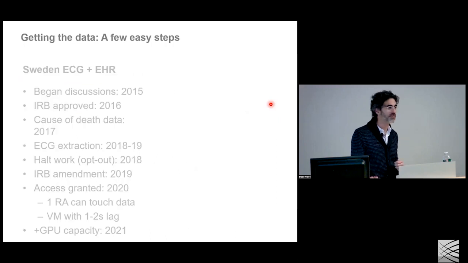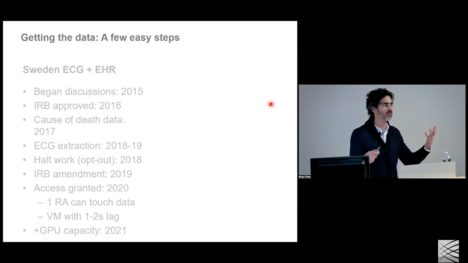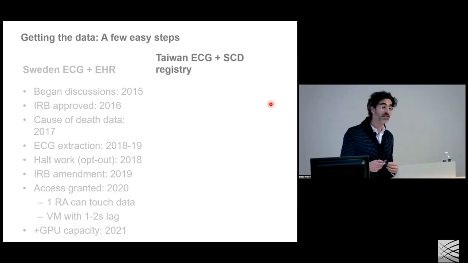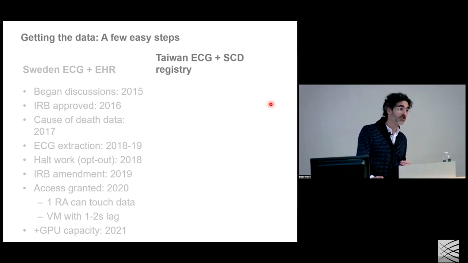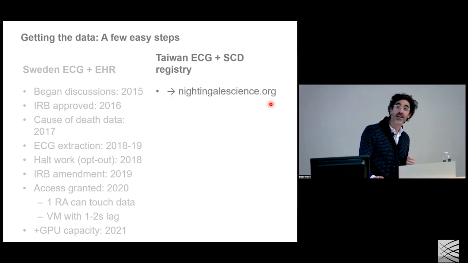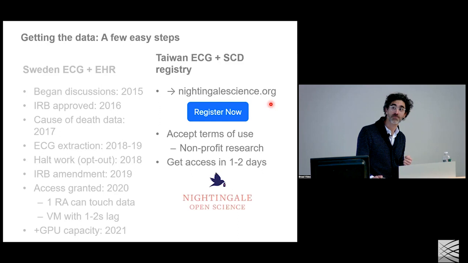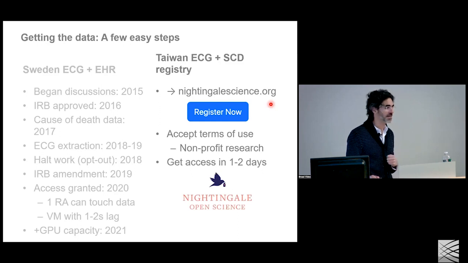So let me contrast these two data sets that I've mentioned. One is the Sweden EHR data set, and the other is the Taiwan data set. And the Taiwan data set is actually on Nightingale Open Science. So you can contrast the two processes for getting access. You can go to nightingalescience.org, hit the register now button, accept the terms of use, and then you'll have access in a couple of days if you're interested in doing research in this space.